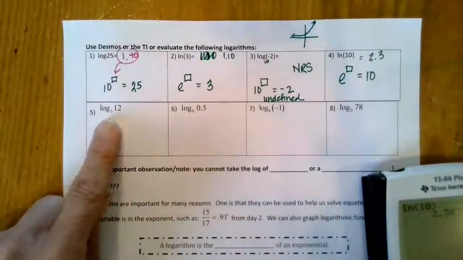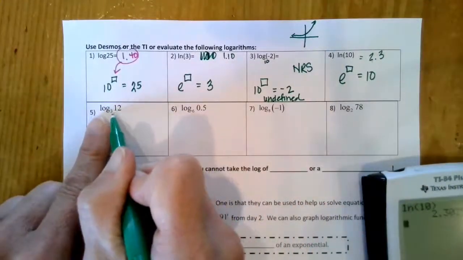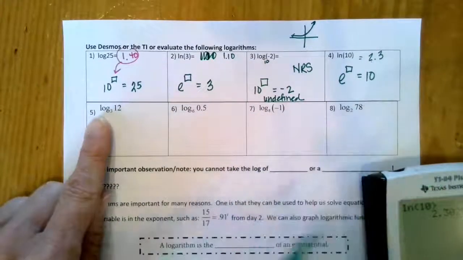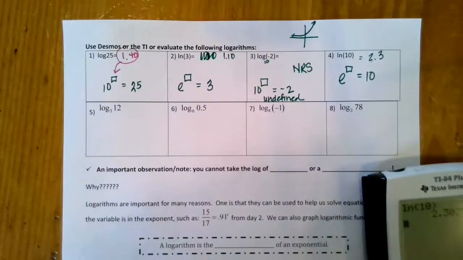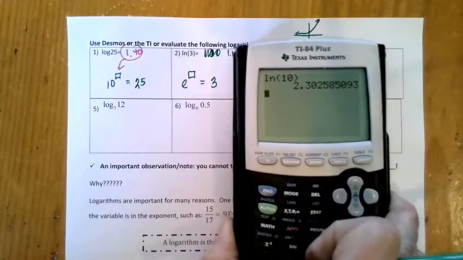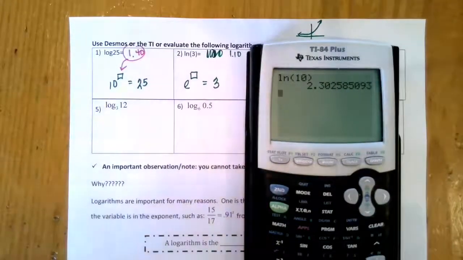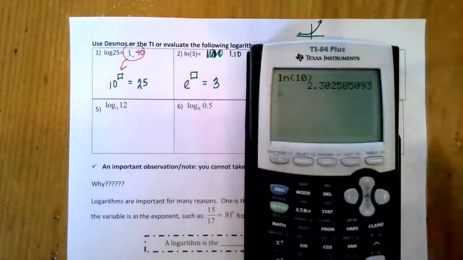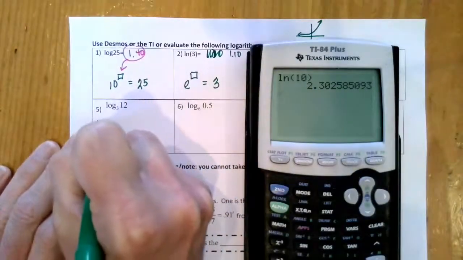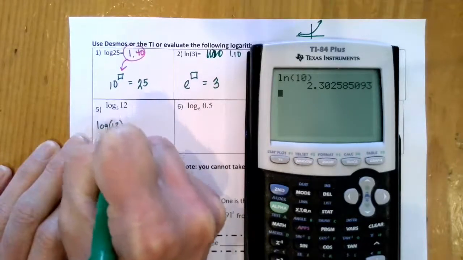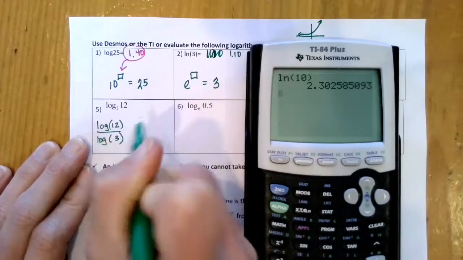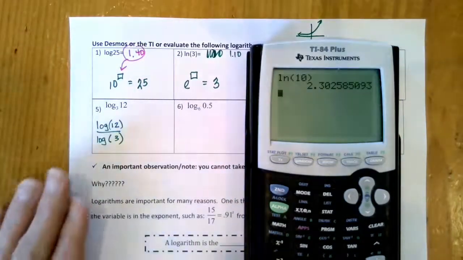Here I have the log base 3 of 12. Now notice in all of these examples, I have a base. My calculator is an older one, so I don't have the ability to do it the shortcut way unless I get the newer calculator. So I'm going to show it to you both ways. I'm going to take the log base 10 of 12 over the log base 10 of 3. So this is my change of base formula.